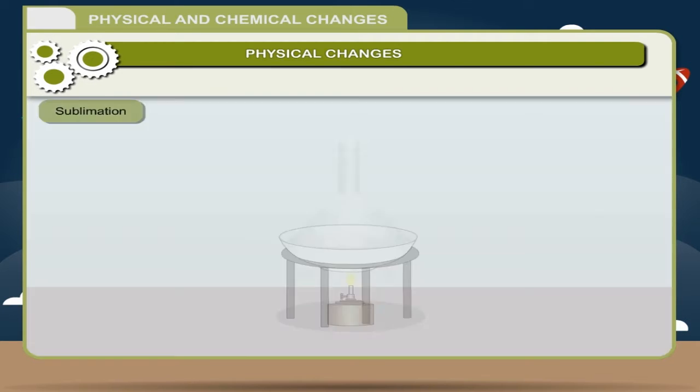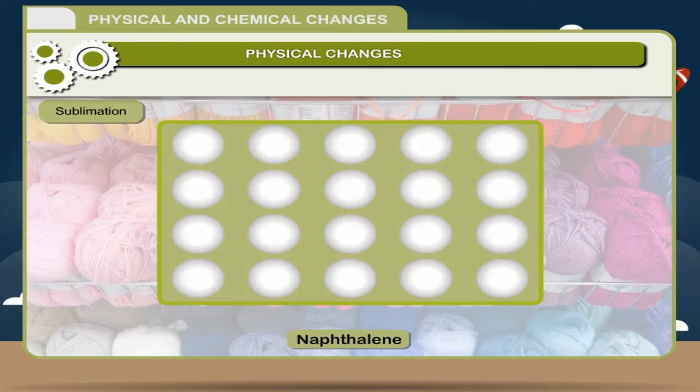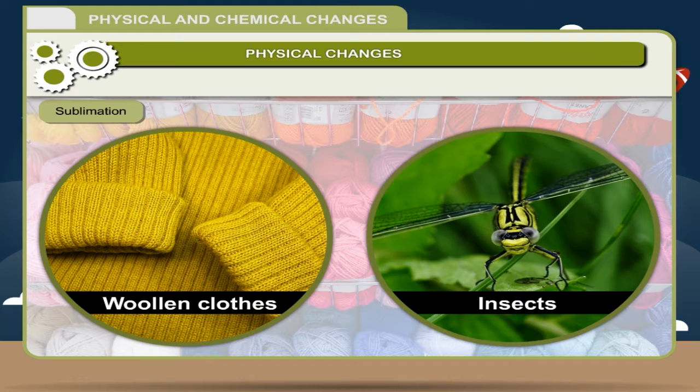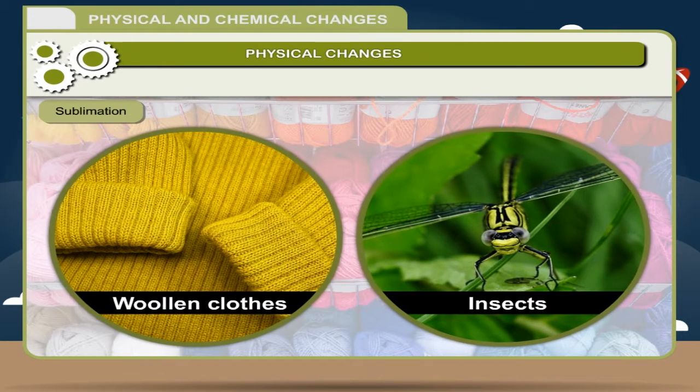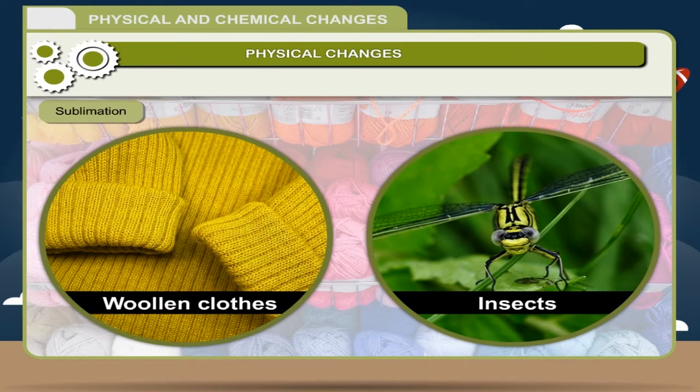Sublimation. Sublimation is the process of conversion of a solid directly into gaseous state. In sublimation, solids do not pass through liquid state. The process can be reversed by lowering the temperature. Naphthalene balls are used to protect woolen clothes from insects. The reason behind keeping them covered with cloth is because they sublimate at room temperature.